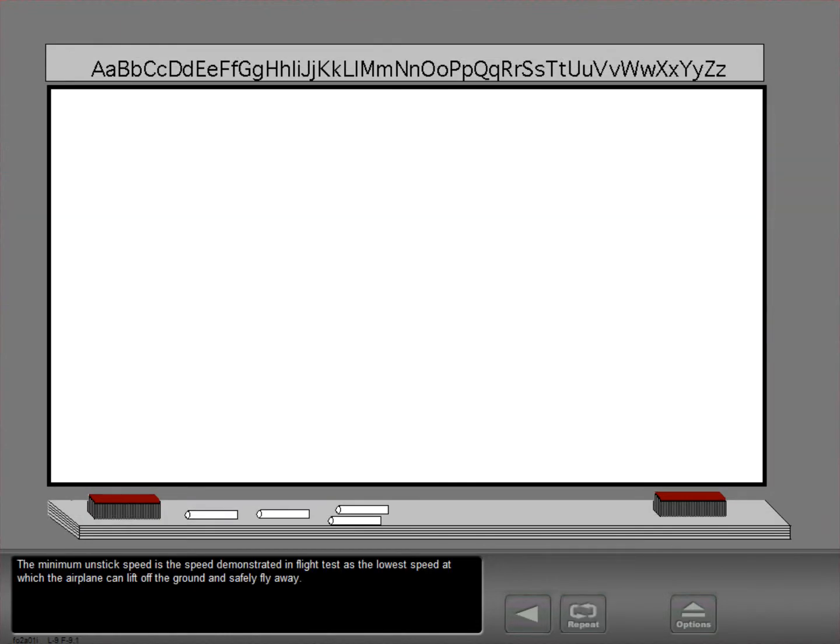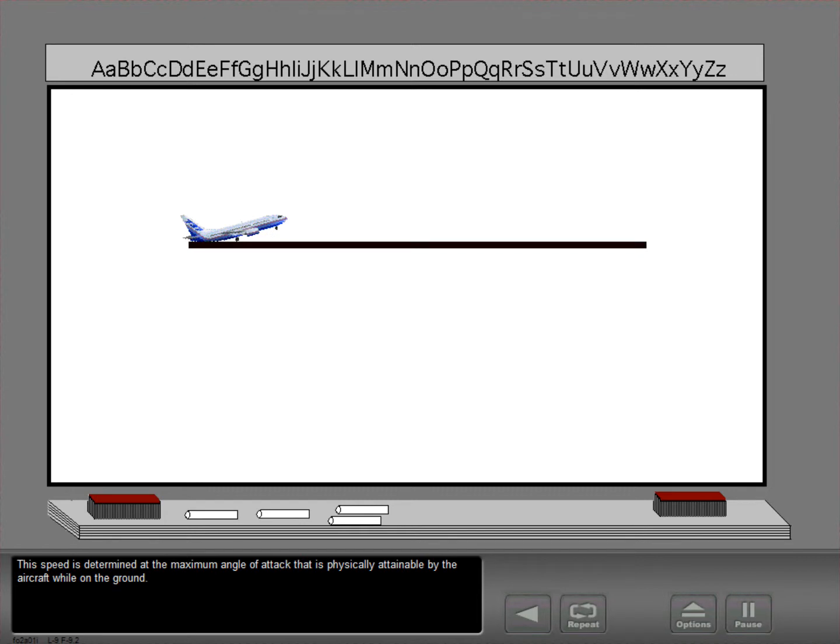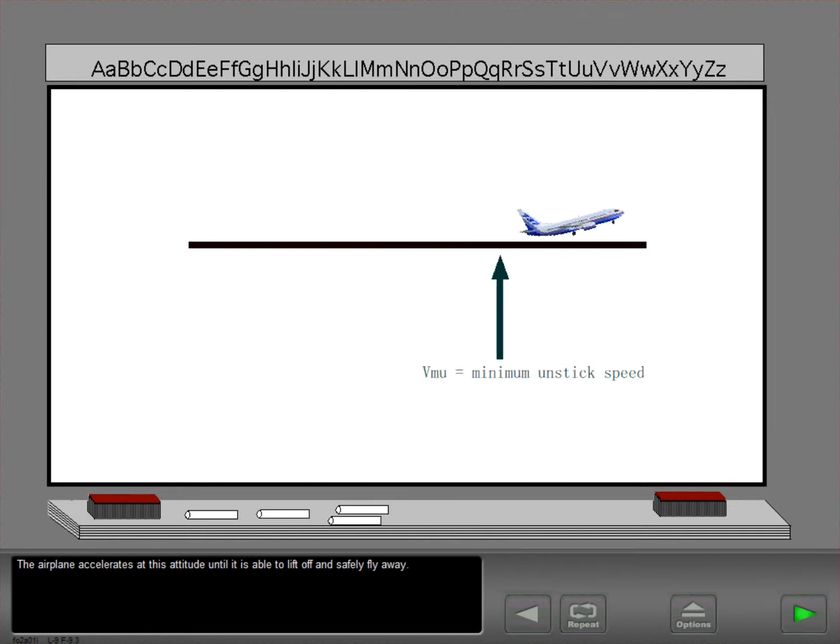The minimum unstick speed is the speed demonstrated in flight test as the lowest speed at which the airplane can lift off the ground and safely fly away. This speed is determined at the maximum angle of attack that is physically attainable by the aircraft while on the ground. The airplane accelerates at this attitude until it is able to lift off and safely fly away.